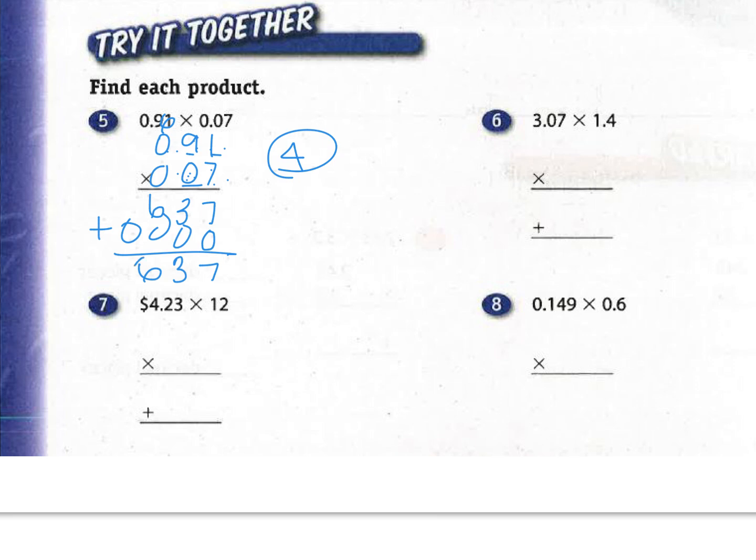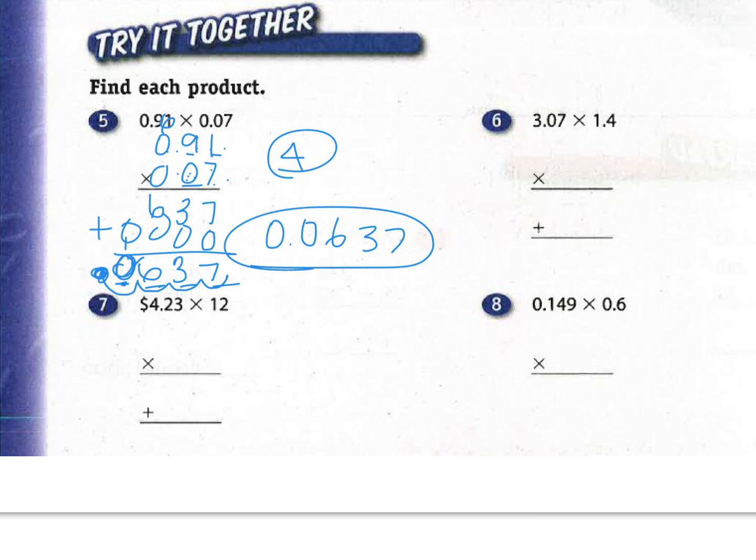But now we need 4 decimal places. So we're going to start here. We're going to go 1, 2, 3, and then there's that 0, 4. Now we have 4 places. Sorry, that's really messy. So our answer is 0.0637. We had to add that 0 in there. That's okay.